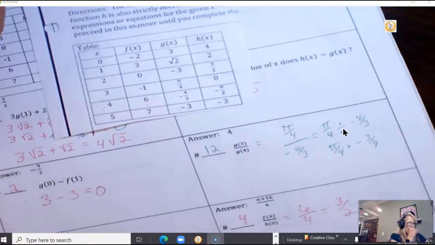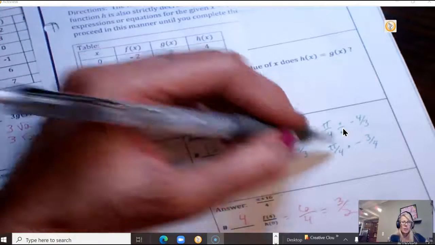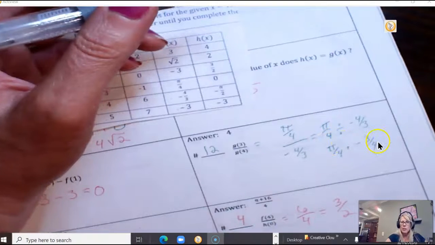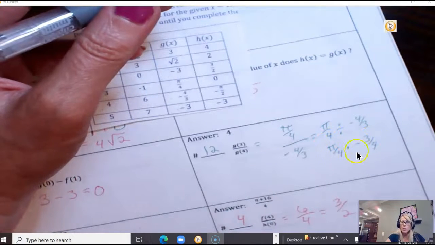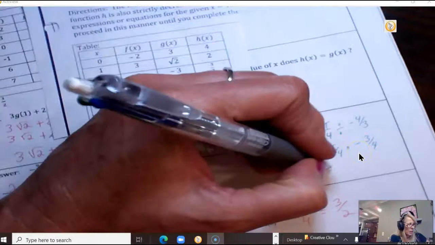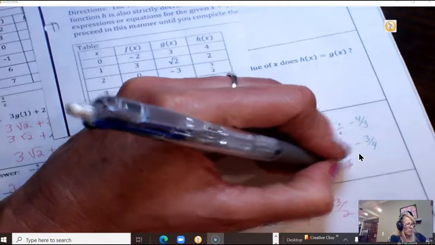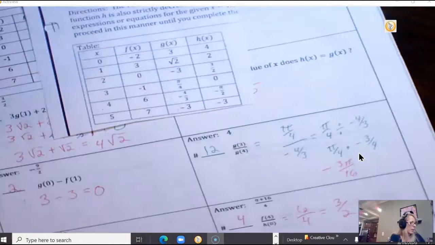Okay. So I end up getting, when you multiply this, there's no canceling, unfortunately, so negative 3 pi over 16. Oops, I went to red somehow. All right, and there it is over here, number 13. Oops, you don't see that, do you?